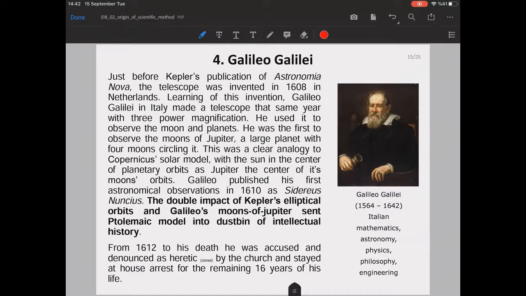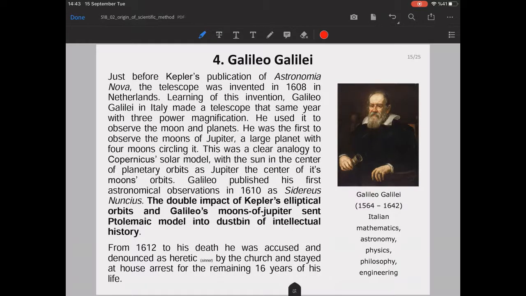Just before Kepler's publication of Astronomia Nova, the telescope was invented in 1608 in the Netherlands, and learning of this invention, Galileo Galilei in Italy made a telescope that same year with 3-power magnification as well. You see the importance of instrumentation here again. He used it to observe the moon and the planets. He was the first to observe the moons of Jupiter, a large planet with 4 moons circling it, and this was a clear analogy to Copernicus' solar model, with the sun in the center of planetary orbits as Jupiter is the center of its moons' orbits.